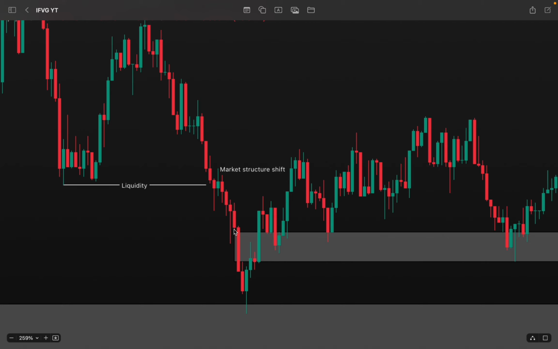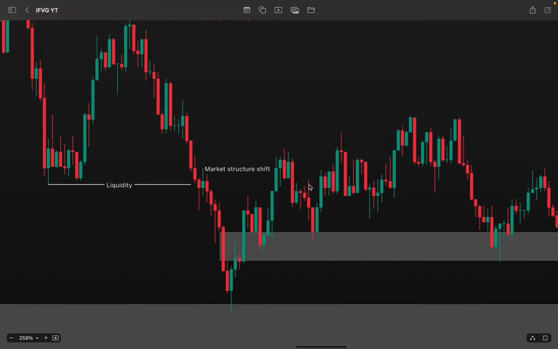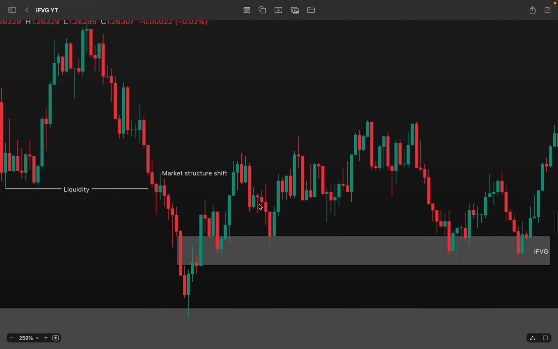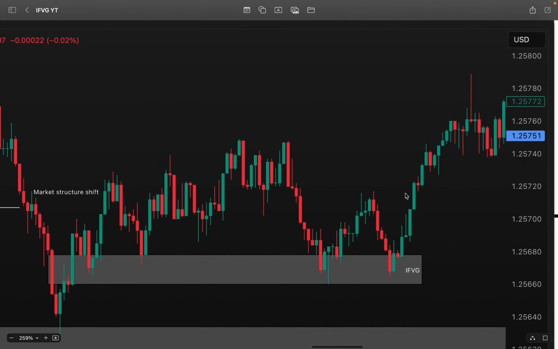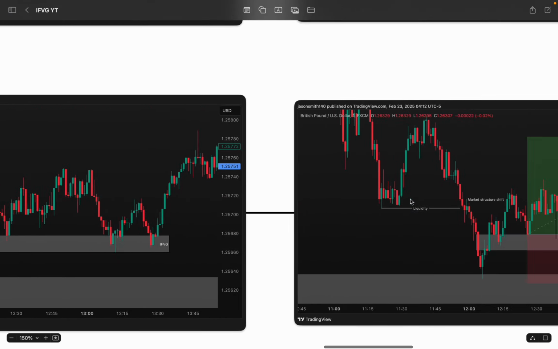Here we have that inverse fair value gap. Price pushed up, did not enter yet. If you are a little bit more aggressive, you could have entered here already, but I'm going to wait for the confirmation. Price broke through, and now we're waiting for the retracement, and price entered here for the first time, went up, came back to our entry, and then price went up.